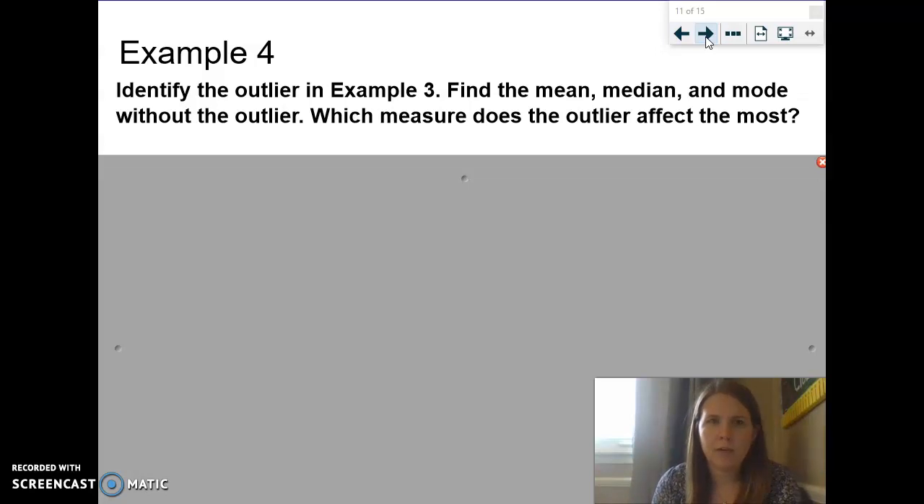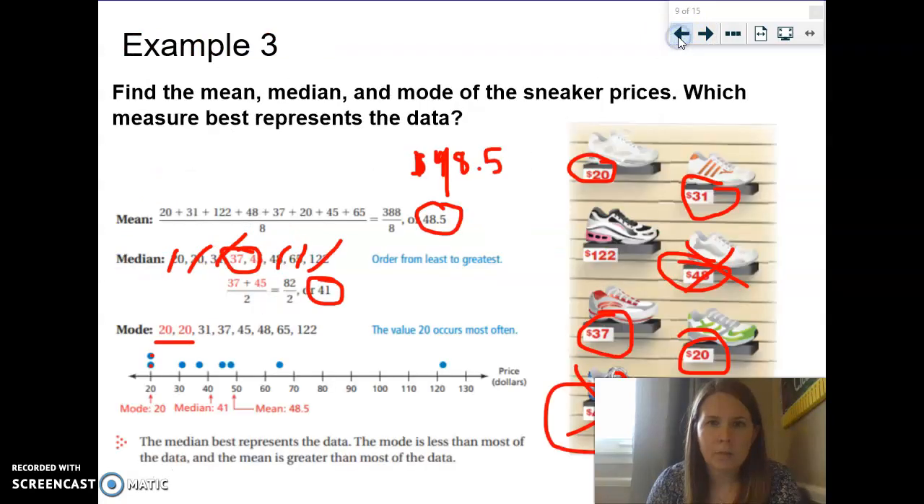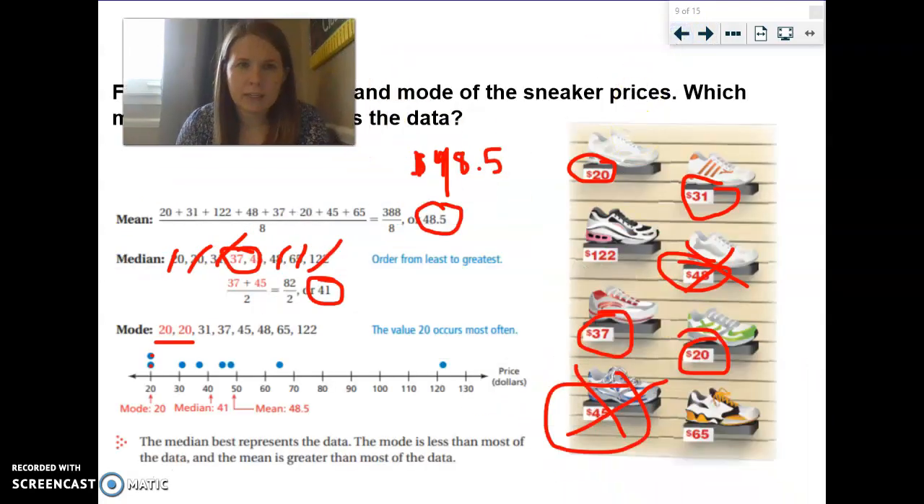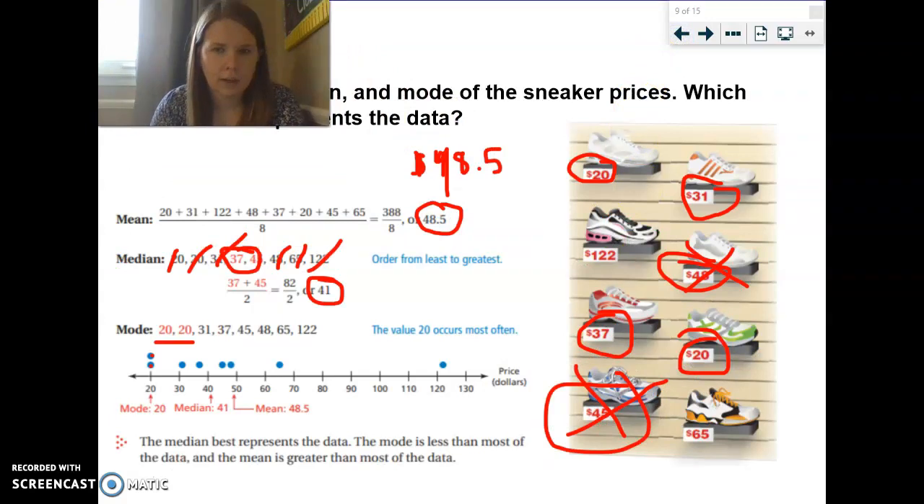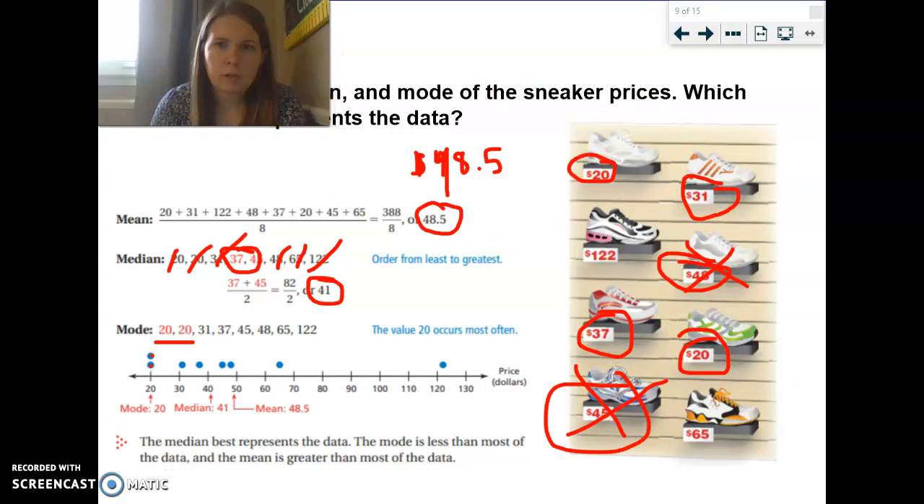Find the mean, median, and mode without the outliers. Which measure does the outlier affect the most? So I believe in the first part that we talked about outliers in that first statistical measure thing. So basically your outlier is going to be the number that is almost so far off from everything else. So in this case, we're looking back at this example 3 with the shoes, and we want to know which one's going to be our outlier. So what's going to be so ridiculous compared to all these numbers we got?